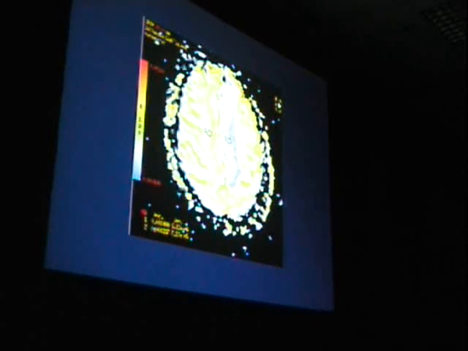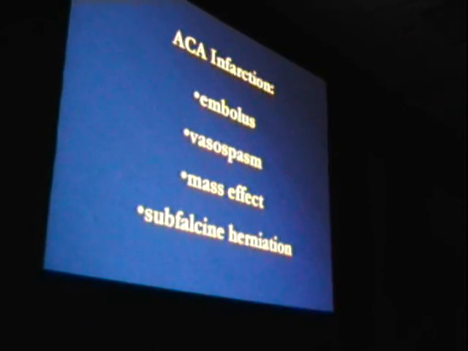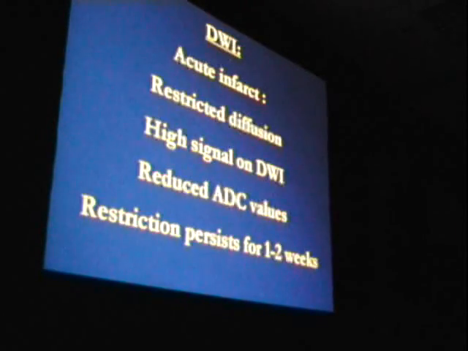So if there's truly restricted diffusion, you should have a reduced apparent diffusion coefficient, whereas here you see an elevated coefficient, which you see here in the blue pixels. Okay, so an ACA infarction, it's a less common infarction. There are a couple of things you should know regarding the etiology. Primarily embolus, vasospasm from hemorrhage most commonly. Mass effect with subfalcine hernia can result in ACA infarctions.